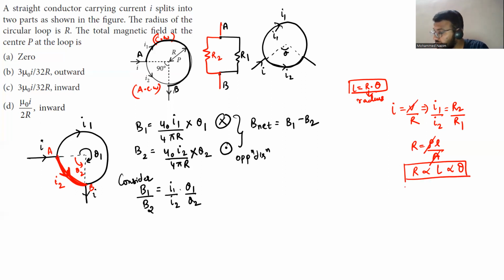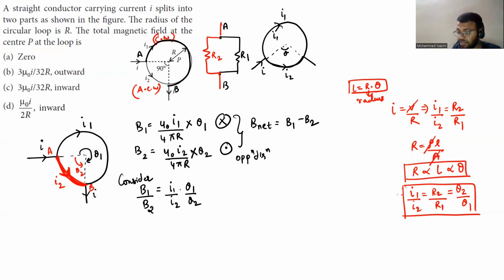Therefore, I1 by I2 will become equal to R2 by R1 because they are connected in parallel, voltage is same, and current ratio will be in the inverse of resistance. And resistance is proportional to length of the wire, and length is proportional to how much angle it is subtending at the center. So R2 by R1 is going to be equal to theta 2 by theta 1. Therefore, I1 by I2 is equal to theta 2 by theta 1. That you can substitute over here.